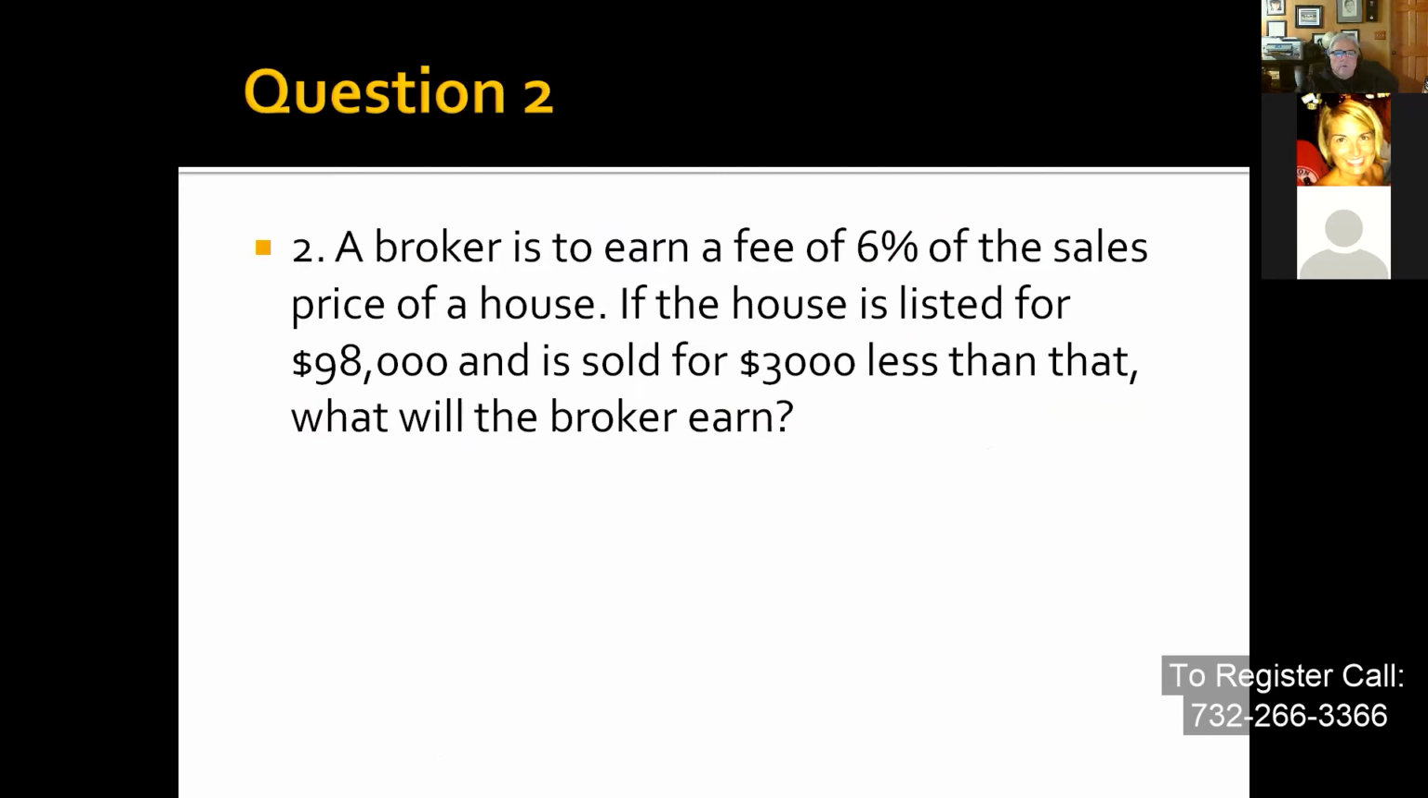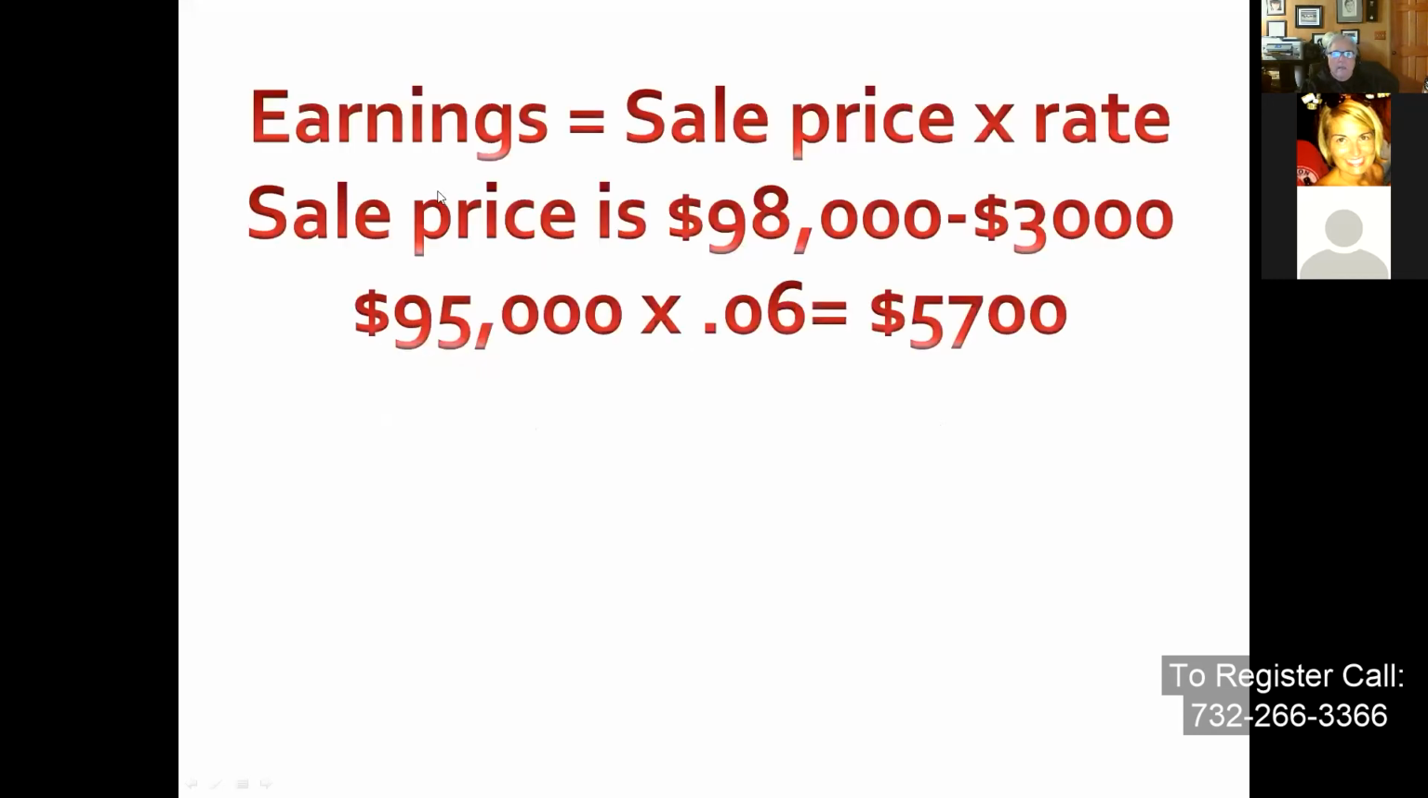Okay, number 2, a broker is to earn a fee of 6% of the sales price of a house. If the house is listed for $98,000 and is sold for $3,000 less than that, what will the broker earn in commission? Now, this is a question they put up all the time on the test. It's an easy one. It seems to be a little tricky, but it's not. They're just making sure that you know that it was listed for 98 and it sold for $3,000 less than that. That means it sold for 95,000. So again, earnings is equal to sales price times rate. The sales price was 98,000. It sold for 3,000 less, which is 95,000. 95,000 times 0.06 is 5,700.